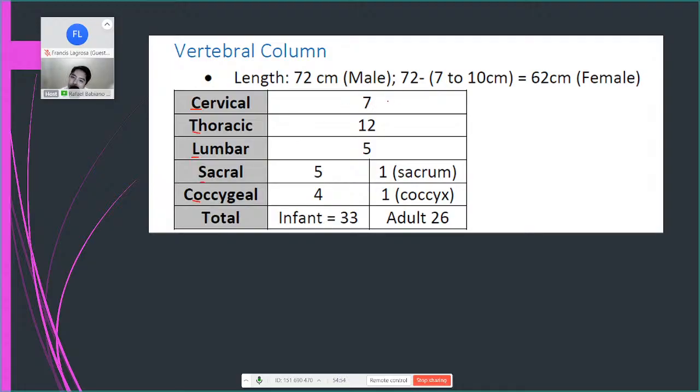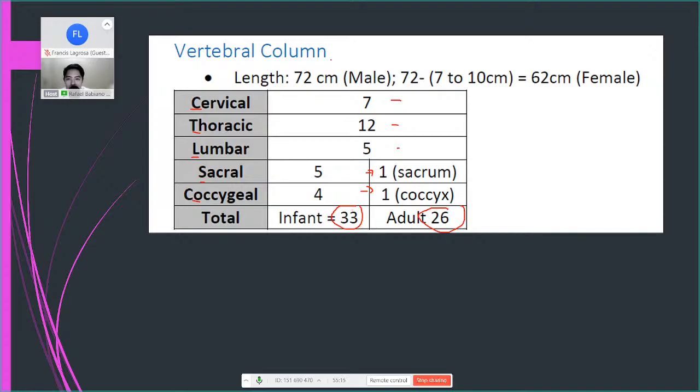So 7 bones in the cervical, 12 in the thoracic, 5 in the lumbar, 5 in the sacral but it fuses into 1 when you become an adult. 4 in the coccygeal fuse into 1. So in total, an adult has 26. Babies have 33 because they haven't fused yet.